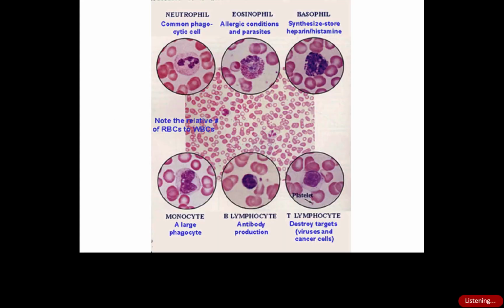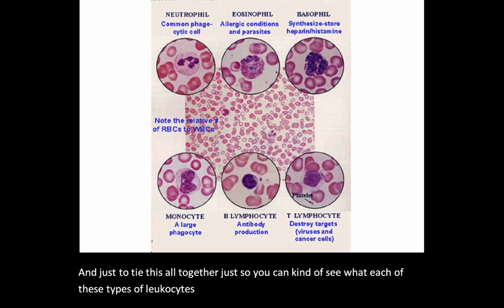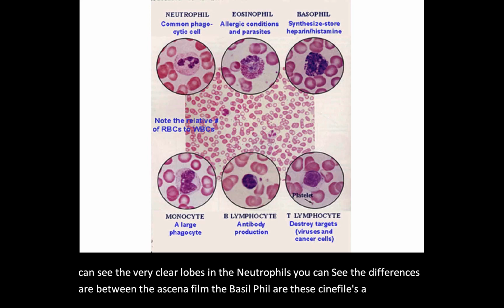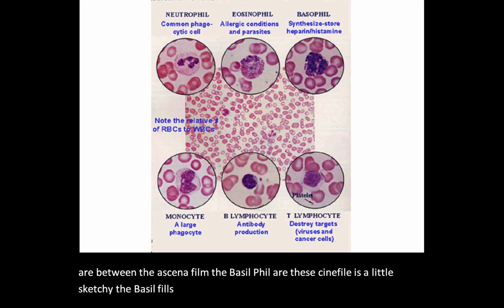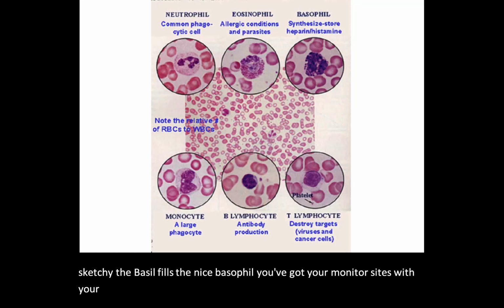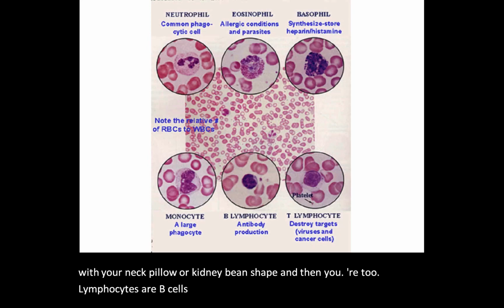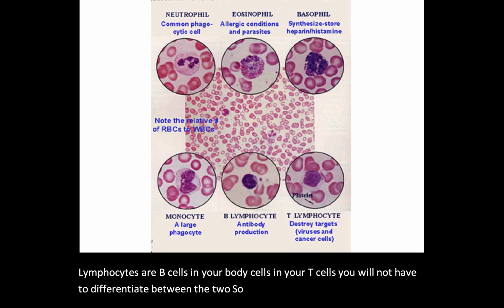And just to tie this all together, just so you can see what each of these types of leukocytes look like, this diagram here is nicely laid out. You can see the very clear lobes in the neutrophils. You can see the differences between the eosinophil and the basophil, although the eosinophil is a little sketchy. The basophil is a nice basophil. And you've got your monocytes with your neck pillow or kidney bean shape, and then your 2 lymphocytes, your B cells and your T cells. You will not have to differentiate between the two, so don't necessarily worry about that.